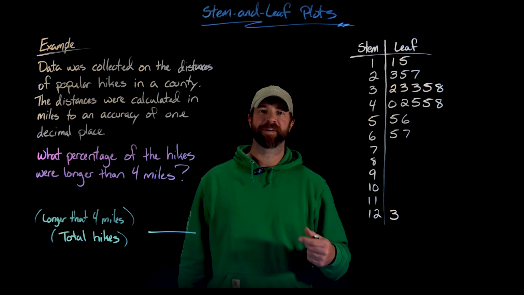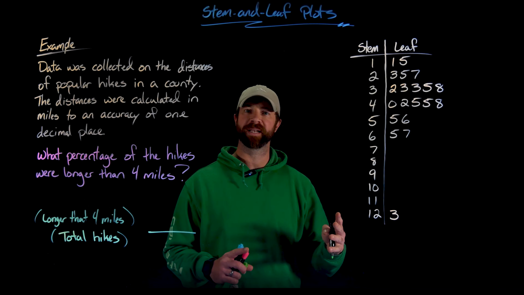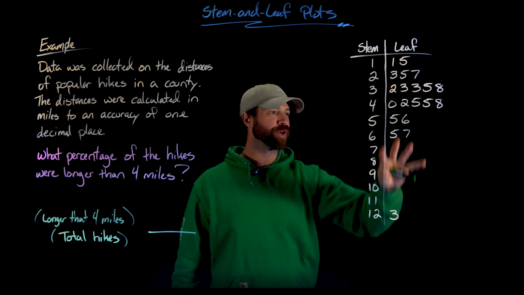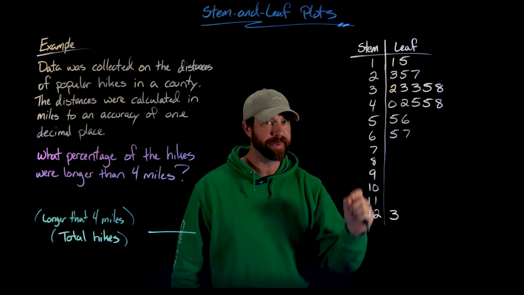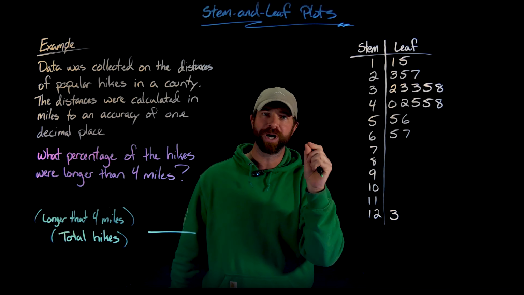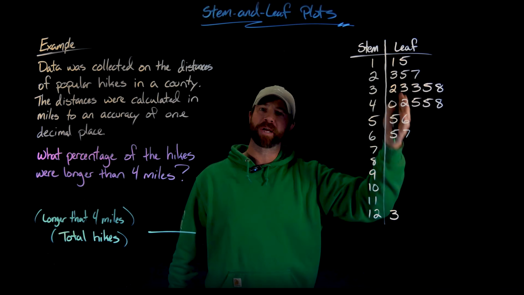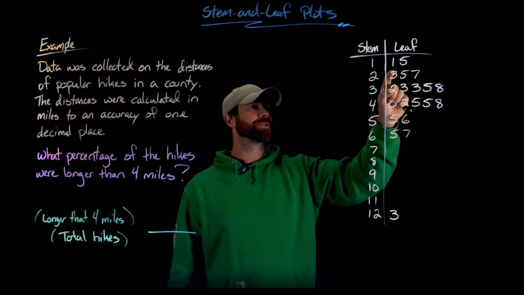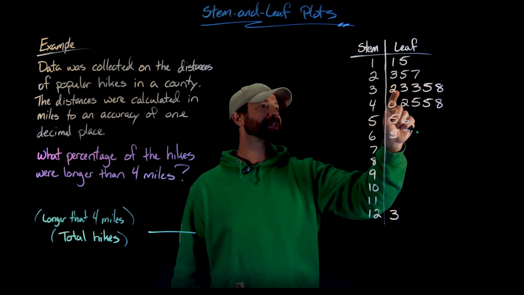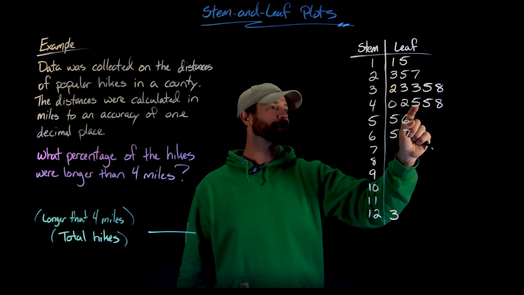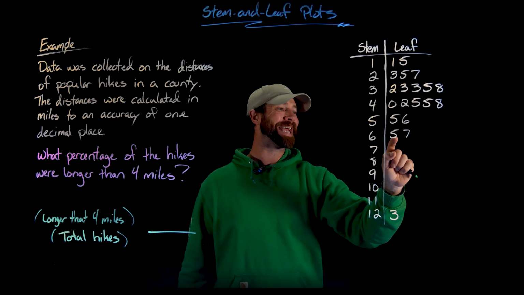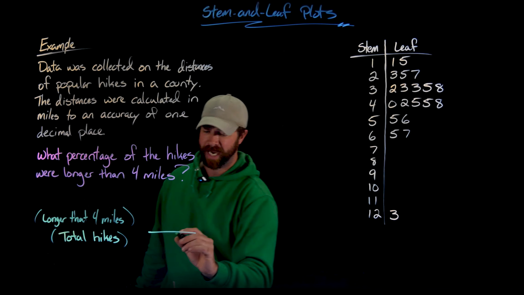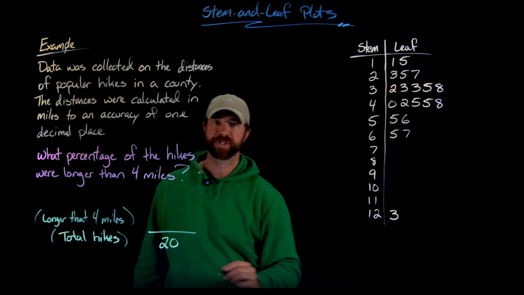In order to find out the total number of hikes represented here, we just have to count up the number of digits in these leaves. Because remember, when you create this, there's only 1 digit in the leaf category that represents 1 data point. So 1, 2, 3, 4, 5, 6, 7, 8, 9, 10, 11, 12, 13, 14, 15, 16, 17, 18, 19, 20 hikes all together. Pretty straightforward.